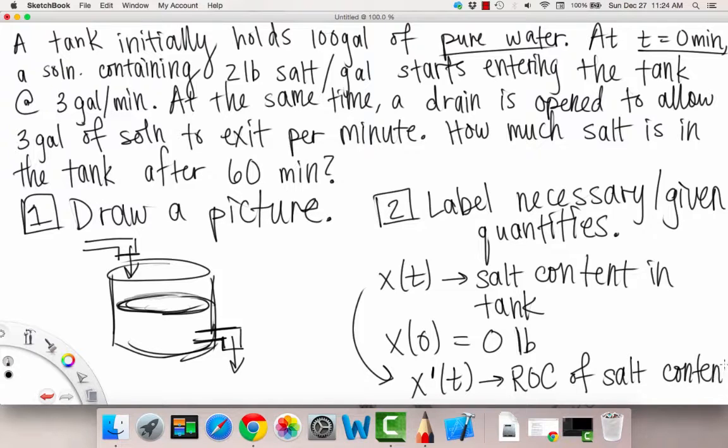Salt content here. Okay, so let's expand off of this on the next slide. So this brings us to step 3, because we labeled what we have. We labeled the salt content. That's what we're most concerned with in this problem, and we identified dx/dt, or x prime of t, the first derivative, which represented the rate of change of that salt content, okay? So now for step 3, we're going to construct our equation. Construct equation, all right?